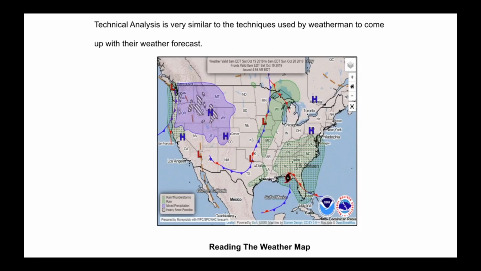This is a weather map I pulled off the internet. It shows the United States back in October of 2019. Technical analysis is very similar to the techniques used by the weatherman to come up with their forecast. If you look at the map, you can see up in the Pacific Northwest, it's purple. And if you look at the little code down in the bottom left-hand corner, purple means that based on the conditions he's looking at, it's probably going to be a mixture of rain and snow coming up for the next few days.